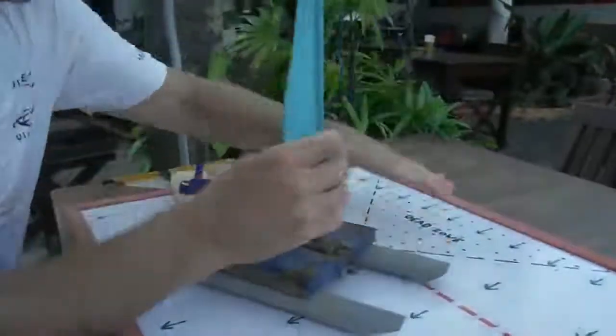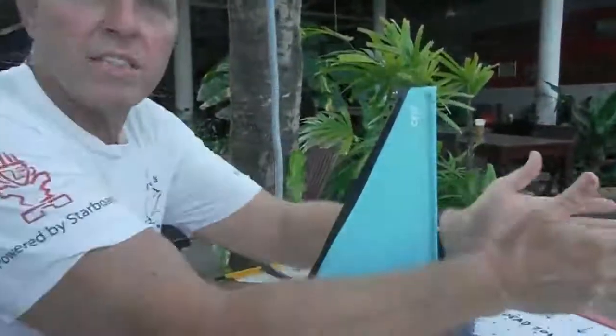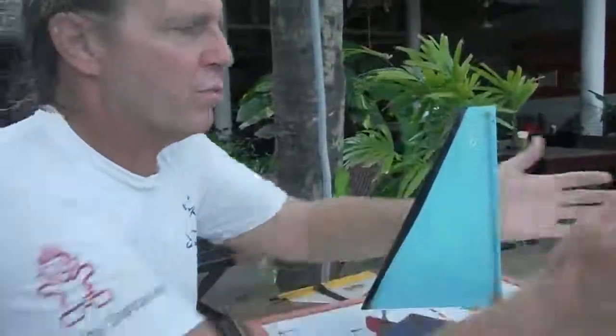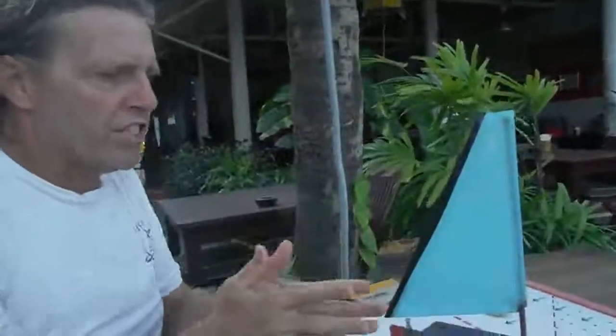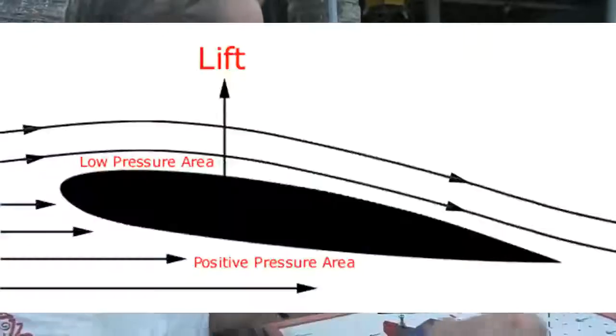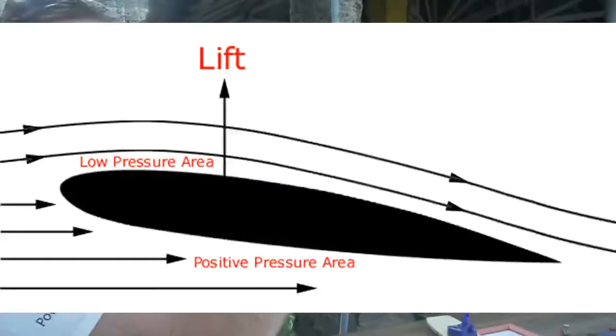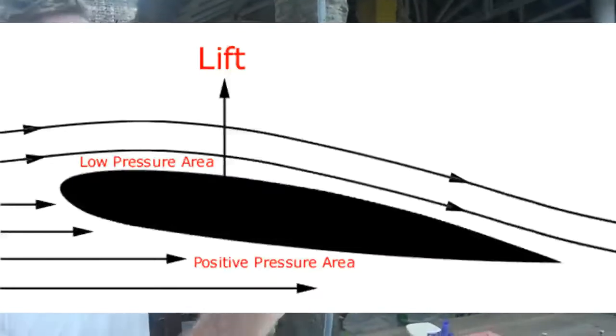This requires an understanding of how a sail works. The sail doesn't work because the wind is pushing on it. The sail is a wing, like the wing on an airplane, and the air needs to be flowing over both sides of the sail for it to work. And what happens is when the wind flows over the sail, it creates what we call lift, kind of in this direction.